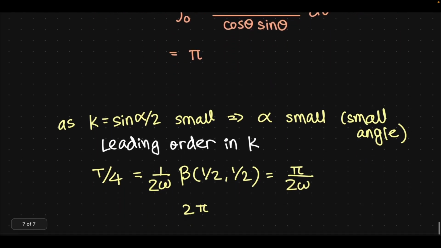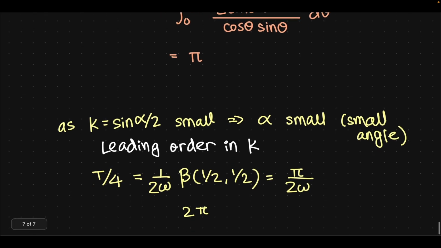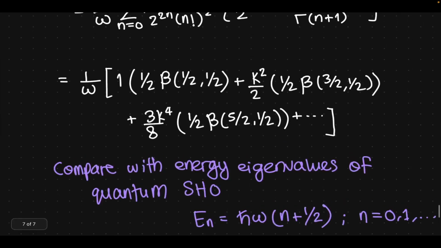Interesting thing is, now if we do a small angle limit, so as k equals sine of alpha over 2 is small, alpha is small, which is basically a small angle approximation, and therefore we can ignore the higher order terms in k, because if k is less than 1, they're really small. We can ignore the k squared, the k to the 4th power and everything. The leading order of k is just going to be the first term, which had no k on it.